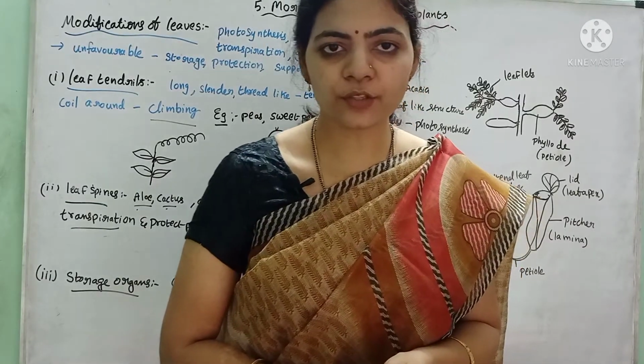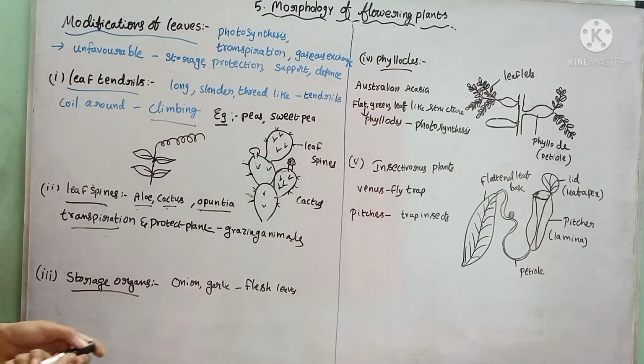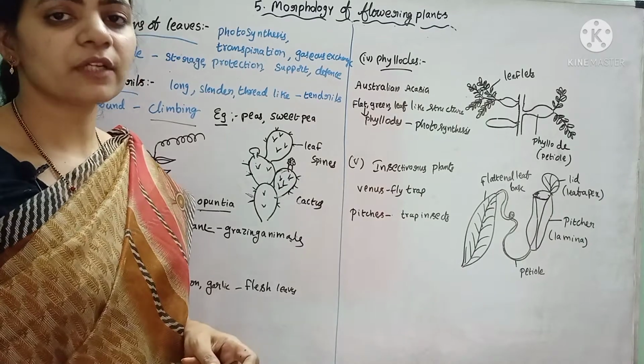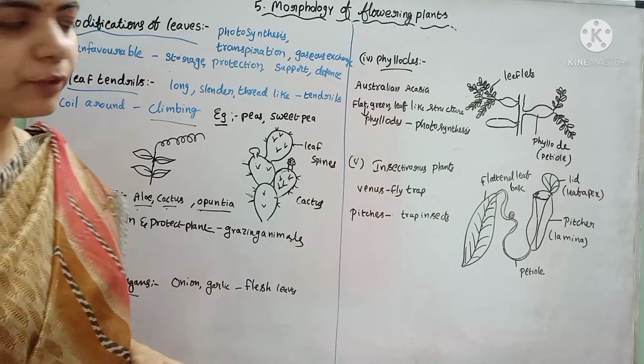In this video we are going to study about modifications in the leaves. So what is the actual function of the leaf? Photosynthesis. That means by means of photosynthesis they are preparing the food material which is given to the remaining part of the plant.